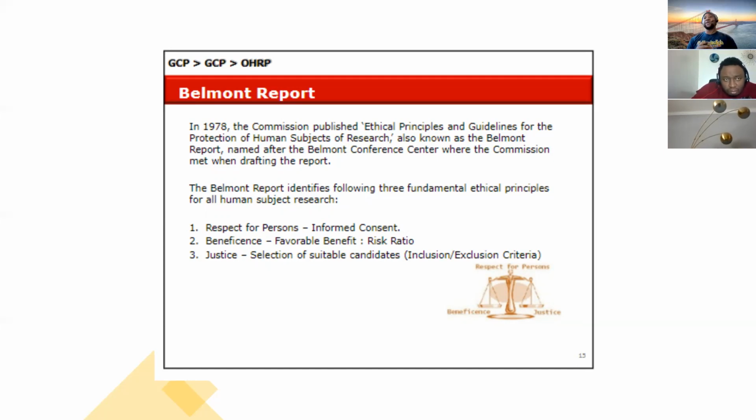The second is beneficence. Beneficence means that there's a favorable benefit between the risk and benefit ratio before each participant can participate in the research. The third is justice. Justice means that the selection of the candidates must be based on inclusion and exclusion criteria.